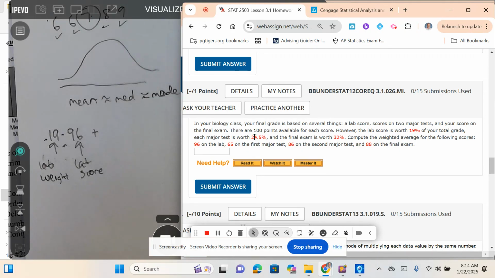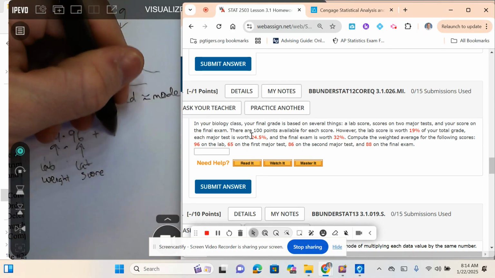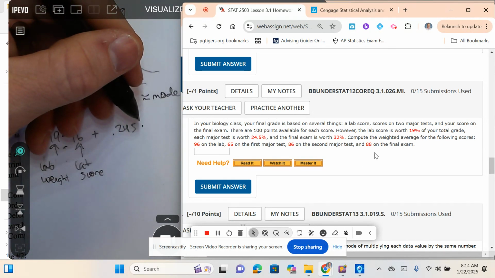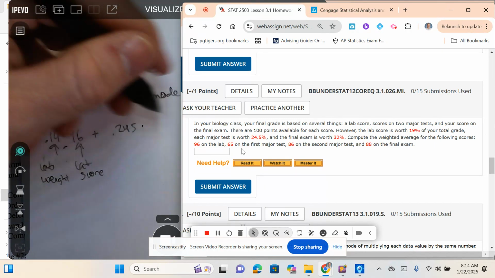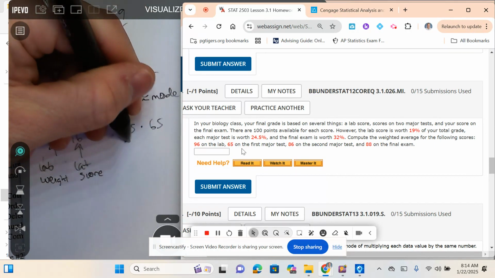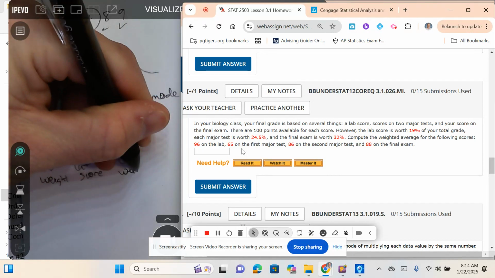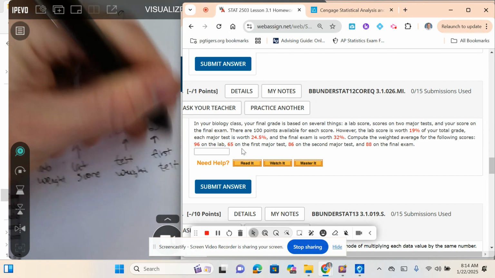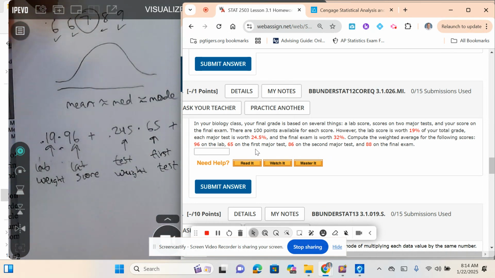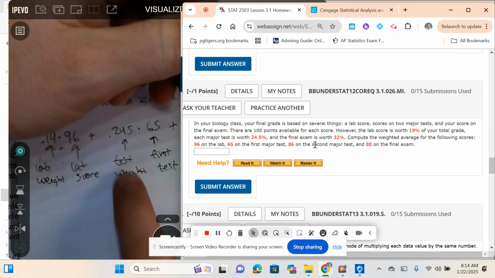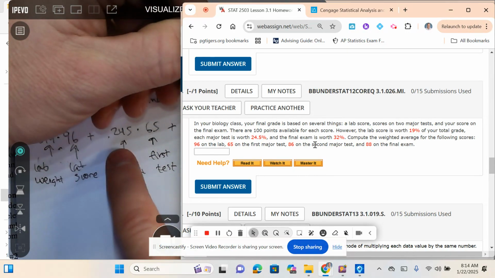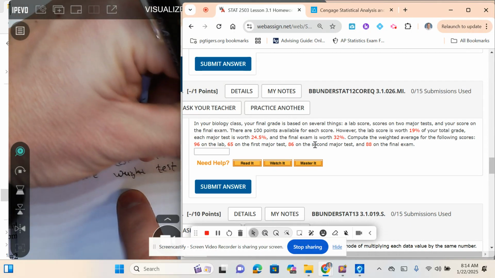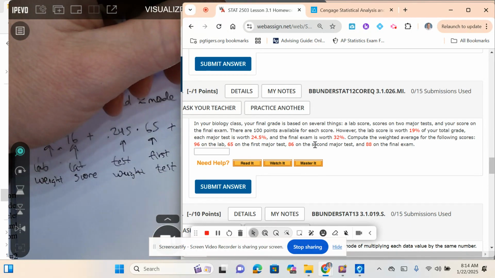Each major test is worth 24.5%. So your next test is 24.5%, so 0.245 times your first test score. So 65 on the first major test. So that's the test weight. And that's their first test. Plus the next one, we had another major test. So another major test is going to have the same test weight. So your same test weight, because it's 24.5%. Yours will probably be different. Times your second test score, so 86.